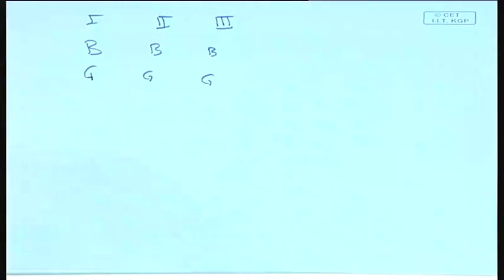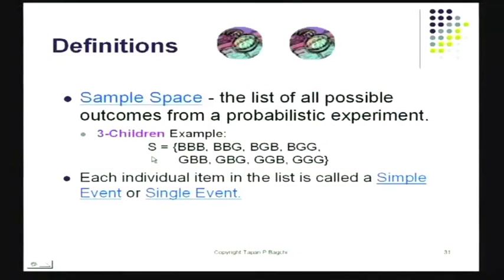If you look at the sample space shown on the screen here, for 3 children, the first possible outcome is boy, boy, boy. Then I've got boy, boy, girl. Then boy, girl, boy. Then boy, girl, girl. Girl, boy, boy. Girl, boy, girl. Girl, girl, boy, and girl, girl, girl. These are the only possibilities. No other possibilities there. I've exhausted all the possibilities when any one of them can be either a boy or a girl. These are, of course, simple events.